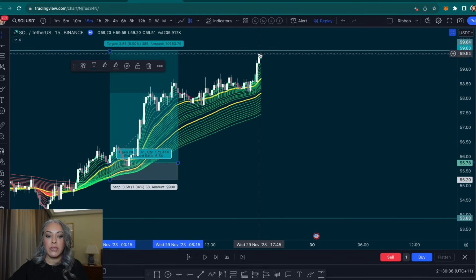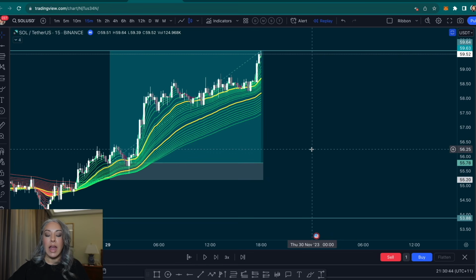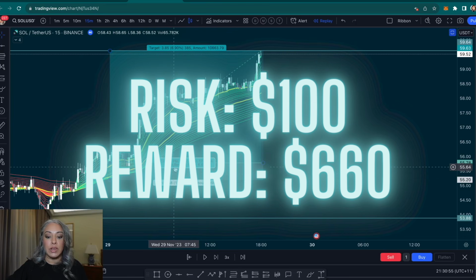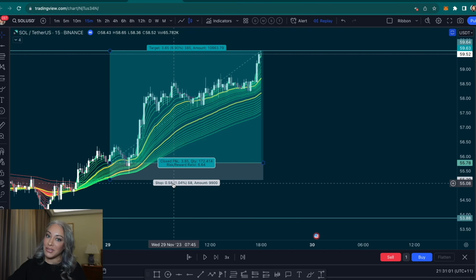And there we go. We've just hit our resistance right there. And this means that the first target on this would have been met. At this point is where you want to either take a profit completely and get out of that trade. It's a great trade. For example, if you risked $100 down here on this trade, you would have made $660. Not bad for a day's work.